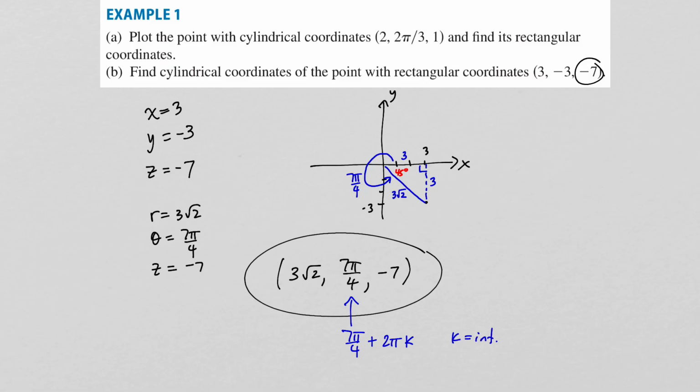Also remember that if I wanted to express the angle over here, I could do that, right? So that angle would be 3 pi over 4. But if I did that, then r would have to be a negative number. And so r would need to be negative 3 radical 2.